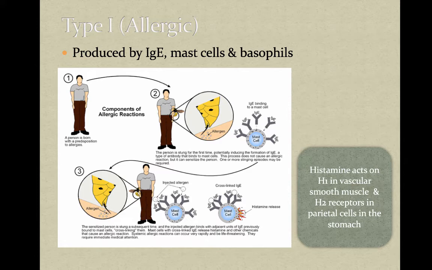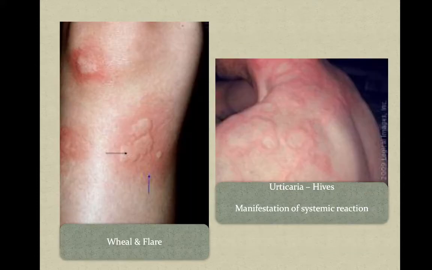Most reactions usually manifest immediately and they last a few minutes to hours. There can also be a late phase type 1 reaction that occurs about 4 to 6 hours after the exposure. You see this more commonly in allergic asthma, where you have bronchial constriction and increased mucus production in the airway as a result of exposure to the allergen.